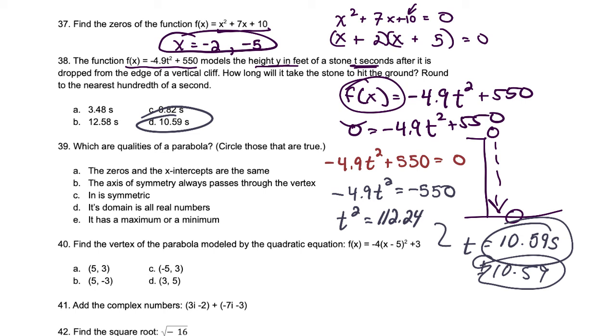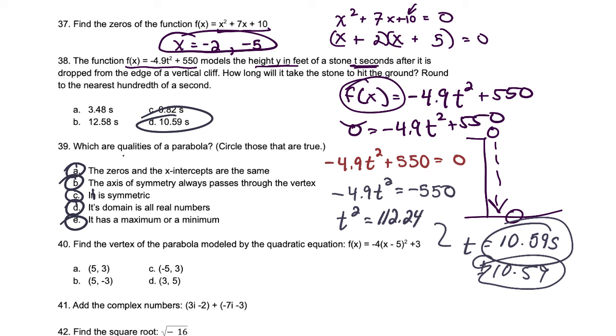39. Which are qualities of a parabola? Circle the ones that are true. The zeros and the x-intercepts are the same. That's true. The axis of symmetry always passes through the vertex. True. It is symmetric, and that's true. It has an axis of symmetry. Its domain is all real numbers. Yep, that's true. It has a maximum or a minimum. Yep, that's true. So all of those are true for a parabola.